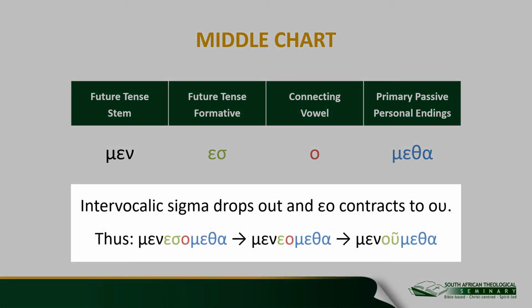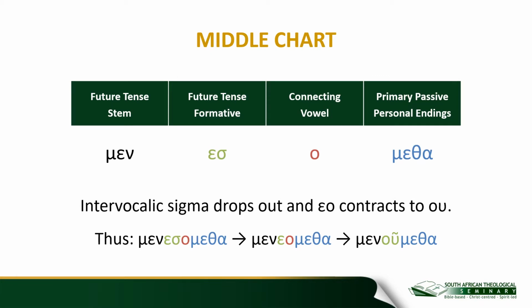Once again, intervocalic sigma drops out. The remaining epsilon from the tense formative contracts with the connecting vowel. In the example given, epsilon omicron contracts to omicron upsilon. Thus, in a sense, we had menesometha, which became meneometha, which became menoumetha. We will remain for ourselves.